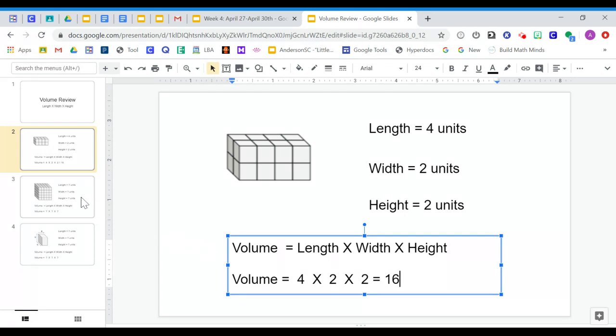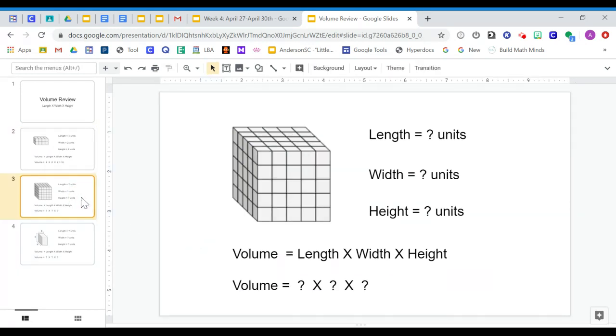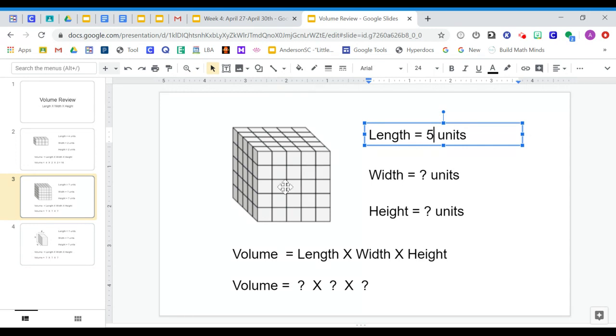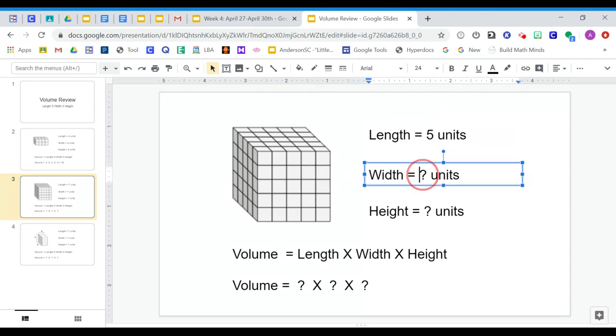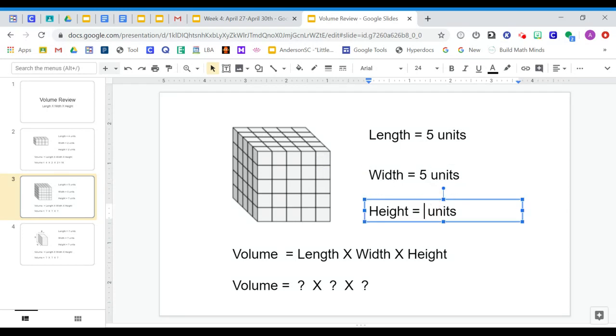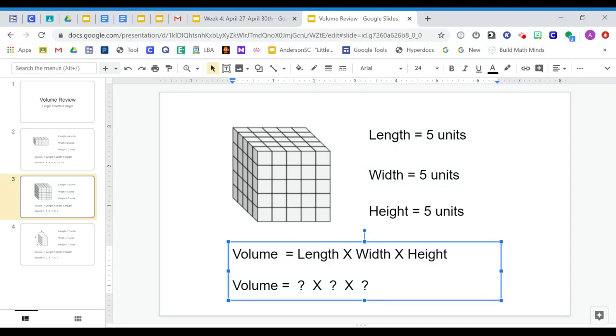Let's try this again with another right rectangular prism. I need to find my length, my width, and my height. My length across the front is 1, 2, 3, 4, 5. 5 units. My width going back is 1, 2, 3, 4, 5. 5 units. And my height going up is 1, 2, 3, 4, 5. 5 units.